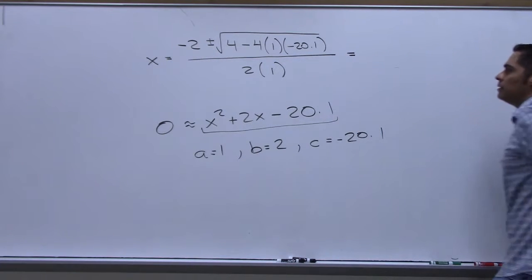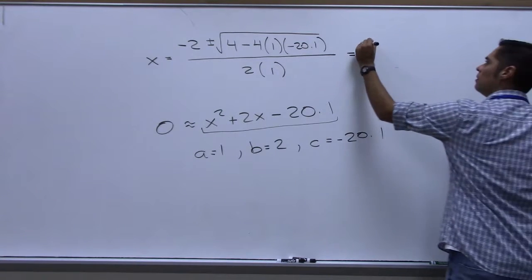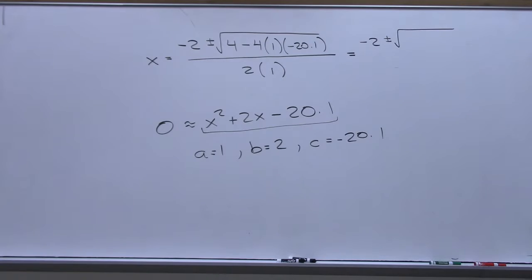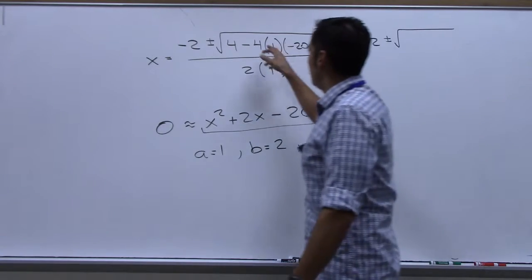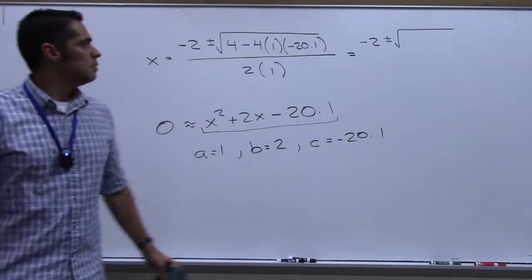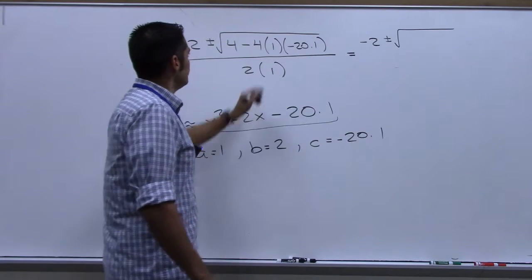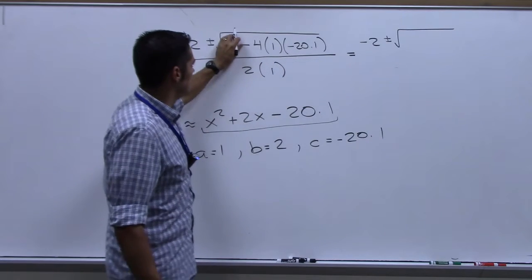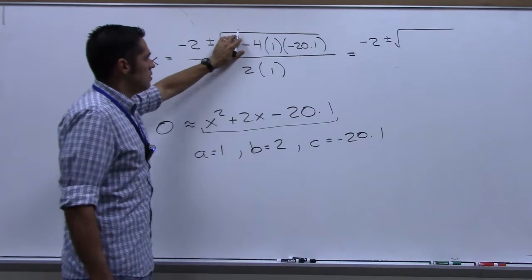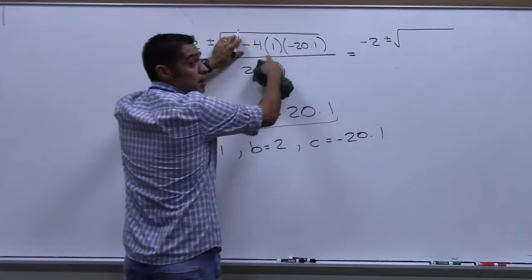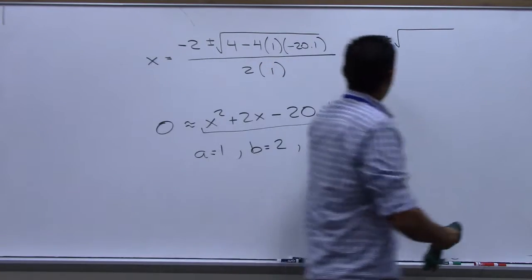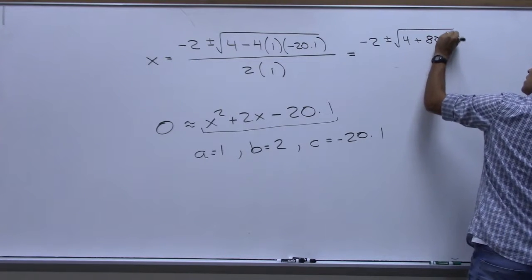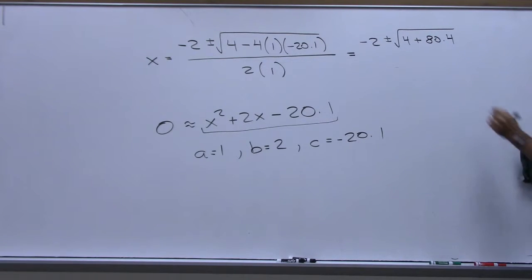So what do we have here? Negative 2 plus or minus the square root. What do you get under there? You have to do 20.1 times 4 and 404.01 is inside there? Oh wait, it's negative 80.4. Then it's a positive, so it's a plus, right? So it's 4 plus 80.4, 84.4. That's what you should get, and then add them together.